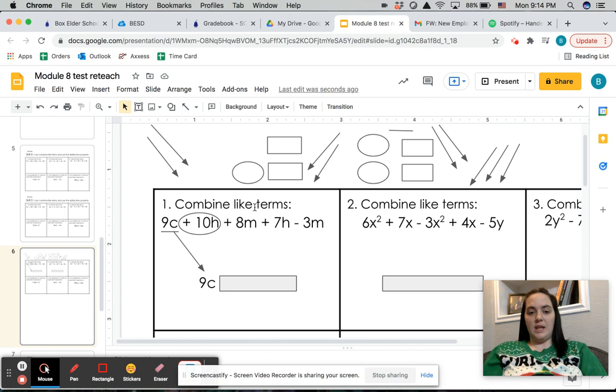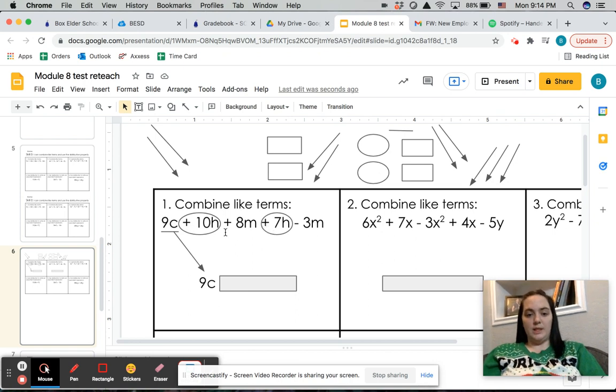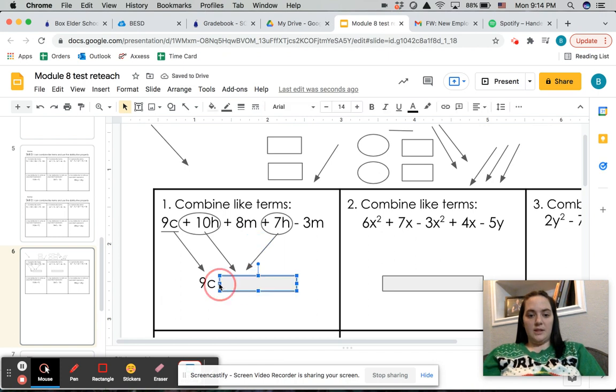We have a 7h, so I'm going to use another circle because we want to use the same symbol for the same variables. So we have a 10h and a 7h, and we're going to add them both because there are two plus signs. Okay, so 10h plus 7h is going to end up being 17h. It should look like that.